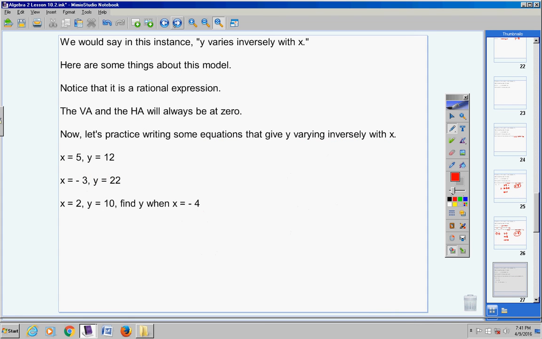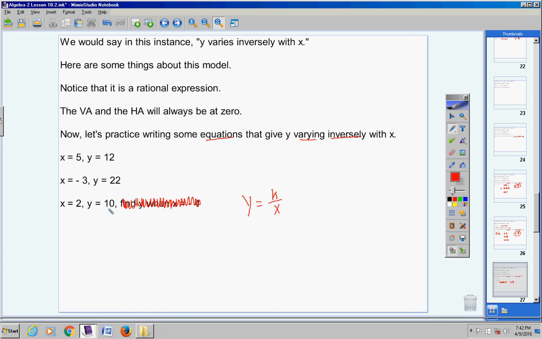Now this is a two-step problem. First we're going to find the inverse variation equation, and then after we do that, we're then going to find y when x equals negative 4. So let's totally ignore this right now. Let's do the first part first. Let's write the equation that gives y varying inversely with x. First, I see the equation varies inversely, so I think of this model right away.